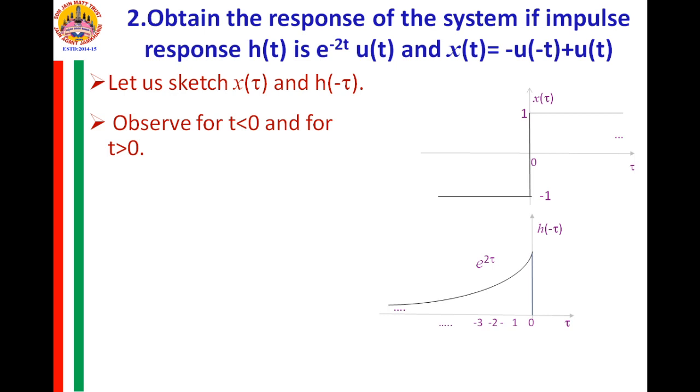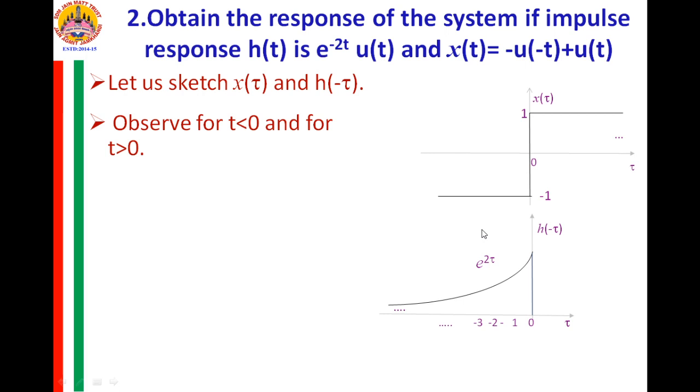So now, while performing the convolution, observe what you do for t less than 0, and what happens for t greater than 0. For t less than 0 we need to shift h of minus tau to the left, and you will observe that the overlapping is always from minus infinity up to this instant. This instant of h of minus tau is t. Now here t is equal to 0, so this is 0.